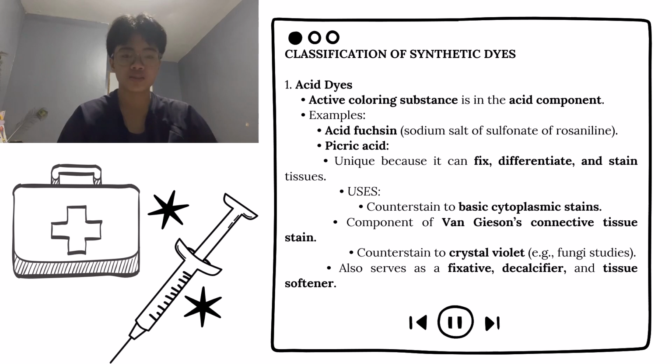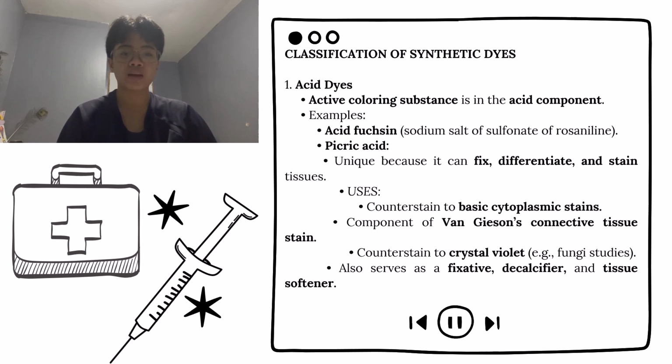Classification of synthetic dyes. Acid dyes. The active coloring part comes from the acid component of the dye. Example is acid fuchsin, a sodium salt of sulfonated rosaniline. Picric acid is unique because it can fix, differentiate, and stain tissues.